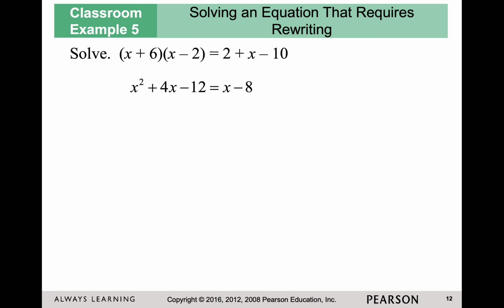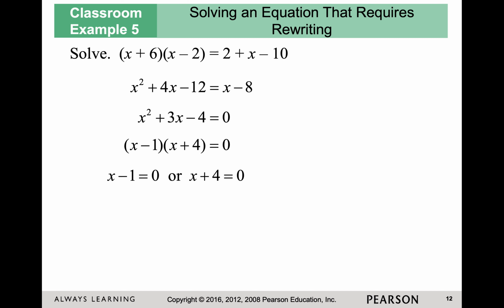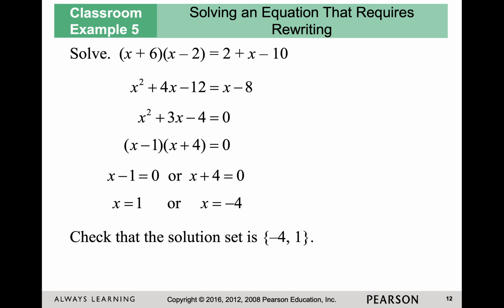Here, I'm going to go ahead and FOIL or distribute through to get this simplified. I'm going to get all my terms on the left-hand side by subtracting x from both sides and adding 8. Then I'm going to factor this. The factors of negative 4 that add to give me positive 3 would be negative 1 and positive 4. I'm going to set each parenthesis equal to 0 to get my solution, which also corresponds to the x-intercepts.